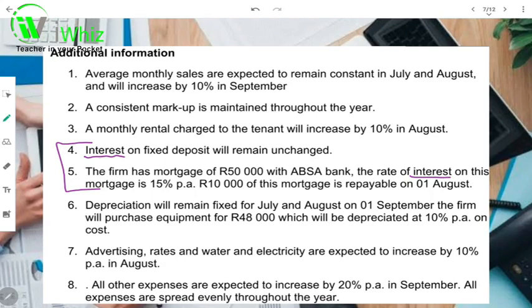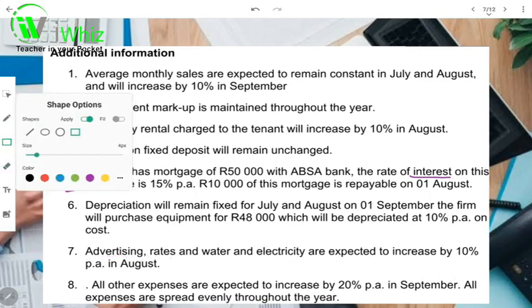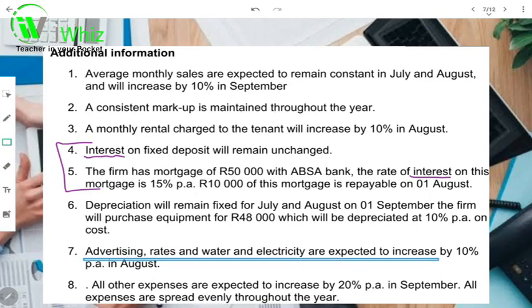Advertising rates and water and electricity are all expected to increase. So advertising rates and water and electricity are all expected to increase by 10% in August. All other expenses are expected to increase by 20% in September. So let's start off with advertising rates and then water and electricity.